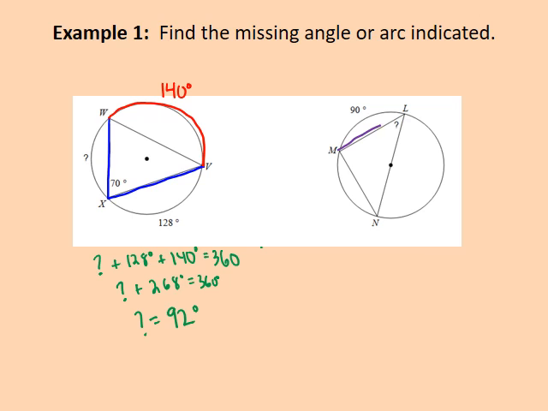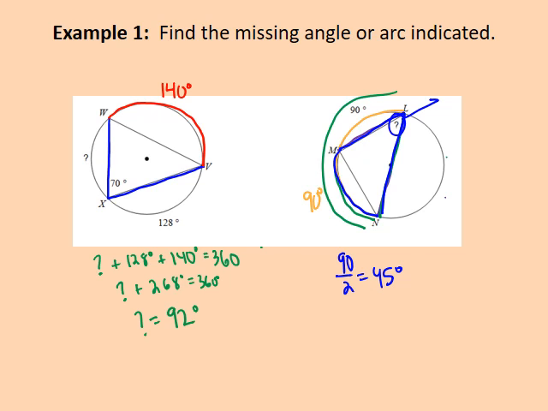Over here, we have an inscribed angle right here, but we don't know what this arc is. However, we do know that we have a semicircle right here. Since we have a semicircle, and this chunk is 90, the remaining chunk must be 90 as well, because semicircles add up to 180 degrees. So here is our intercepted arc, and here's our inscribed angle. 90 divided by 2 is 45 degrees. So this question mark right here is 45 degrees.